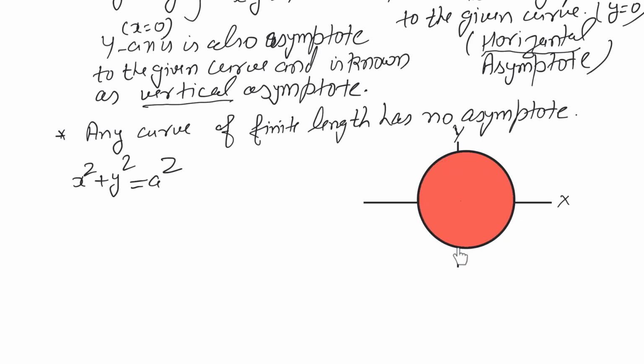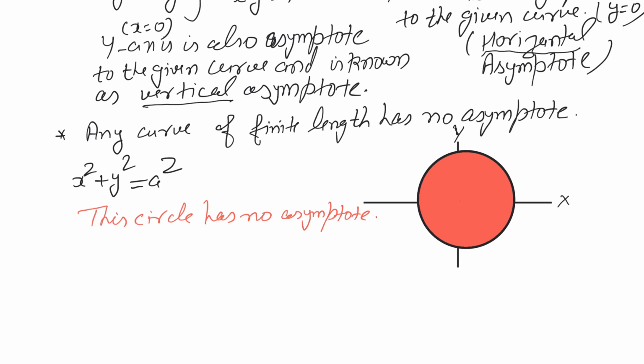So this curve can have no asymptote because its length in itself is finite. So how can you even think of having an asymptote of infinite length of a curve that in itself has a finite length. So this circle has no asymptote.